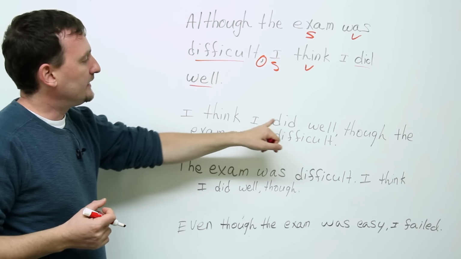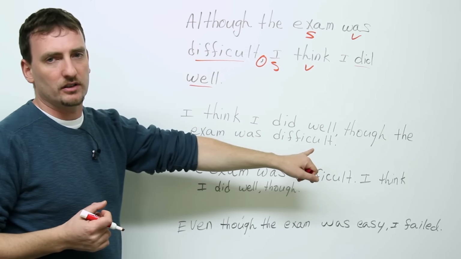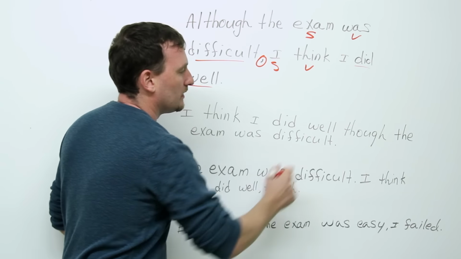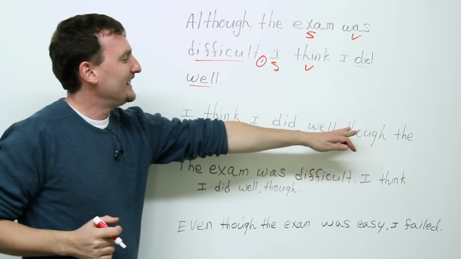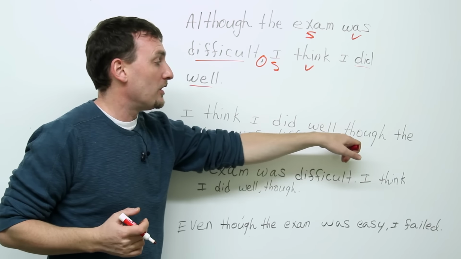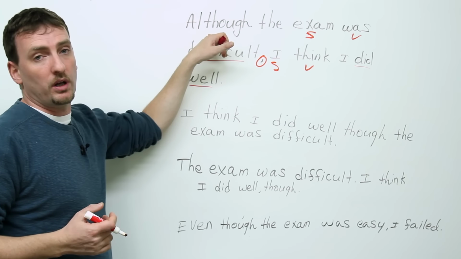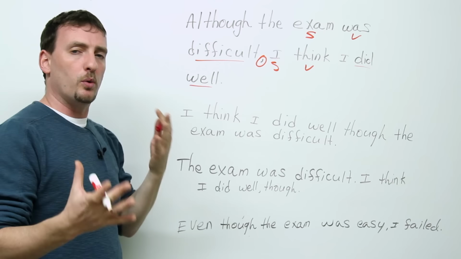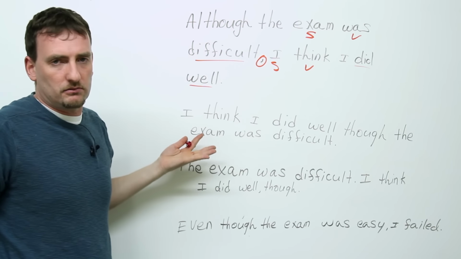I think I did well, though the exam was difficult. Okay? Yeah, so that's my mistake there. Sorry about that. Here we have it in the second part. I could put although here. I could put though here. Both would be okay. Doesn't change the meaning of the sentence. One is just informal, one is just regular.